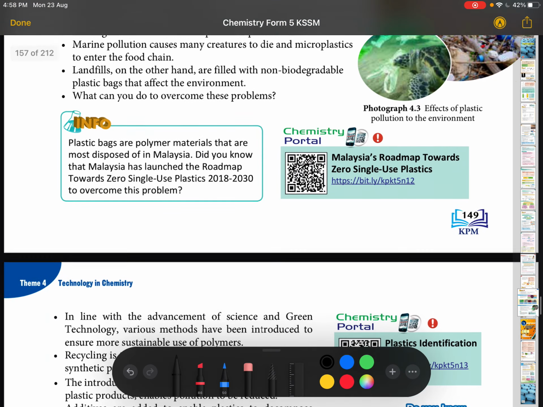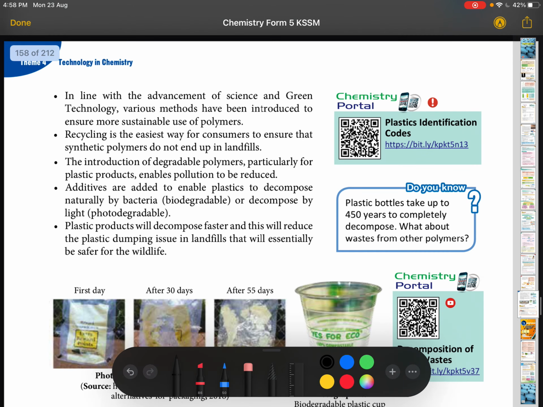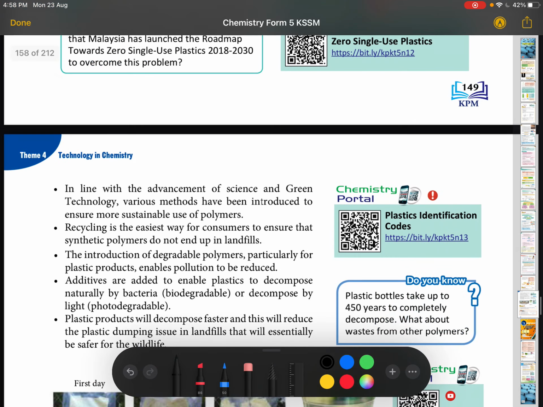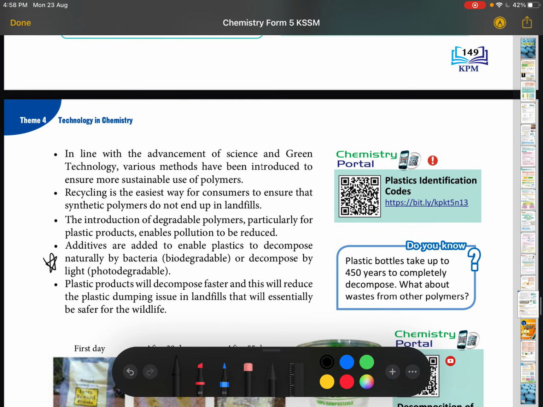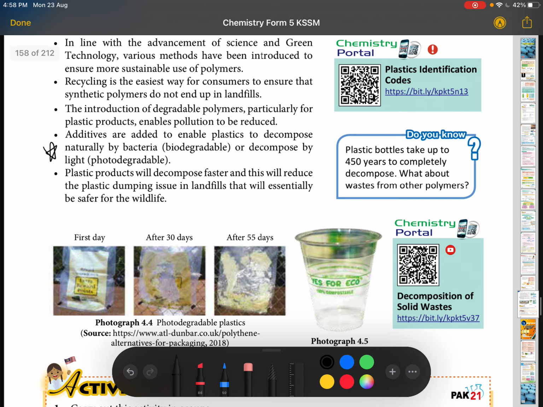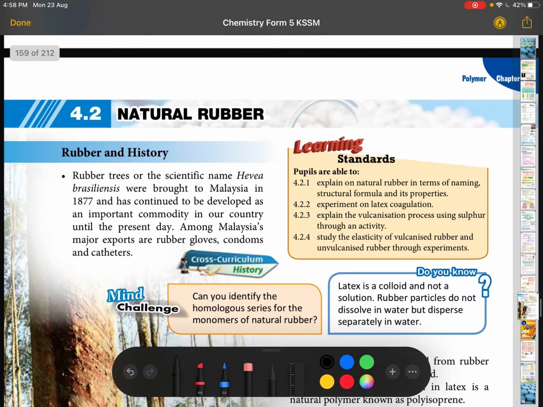I don't think there's really much that you can talk about here that I need to explain. I don't need to mention this additive part. These additives will make the plastics biodegradable. So just keep that in mind, I guess. It's something to help with decomposition.